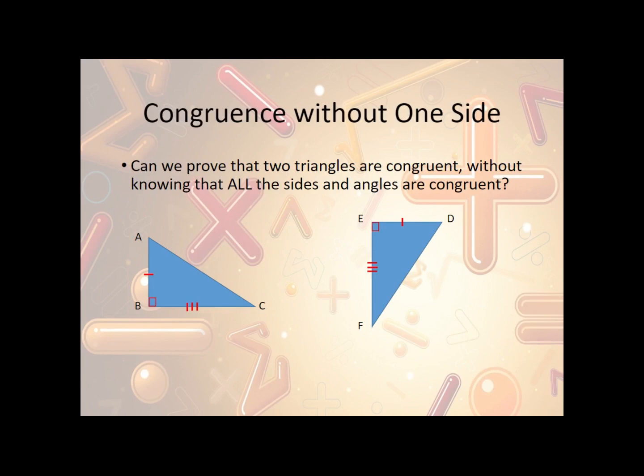So what if we know that two sides are congruent and one angle is congruent? Well, in this case, we can see that we have AB is congruent to DE.